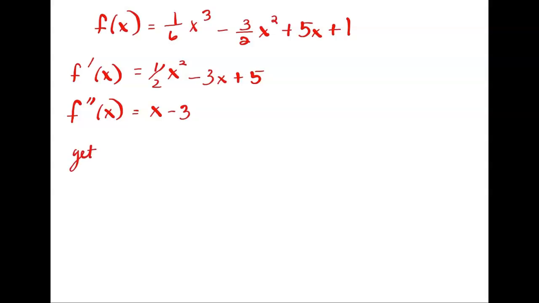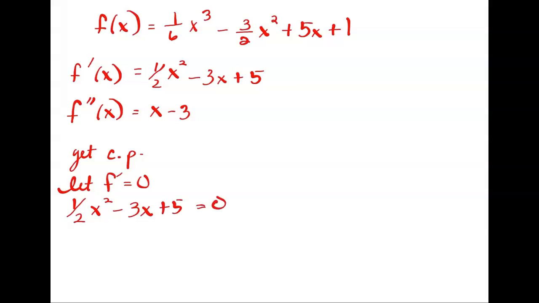So the second derivative is x minus 3. Okay, so now let's set the first derivative equal to 0 to get our critical points. So we're looking to get our critical points, so we're going to let the first derivative equal 0. So we have 1/2 x squared minus 3x plus 5 equals 0. We'll multiply through by 2 to eliminate the fraction.